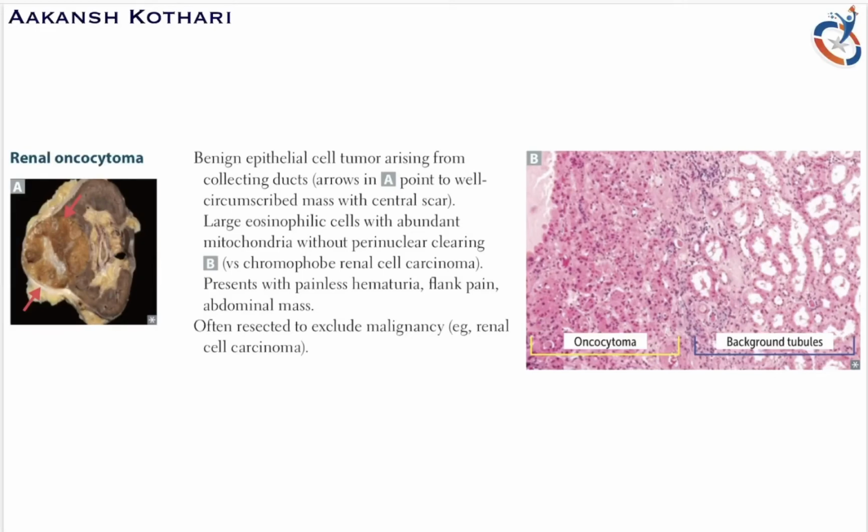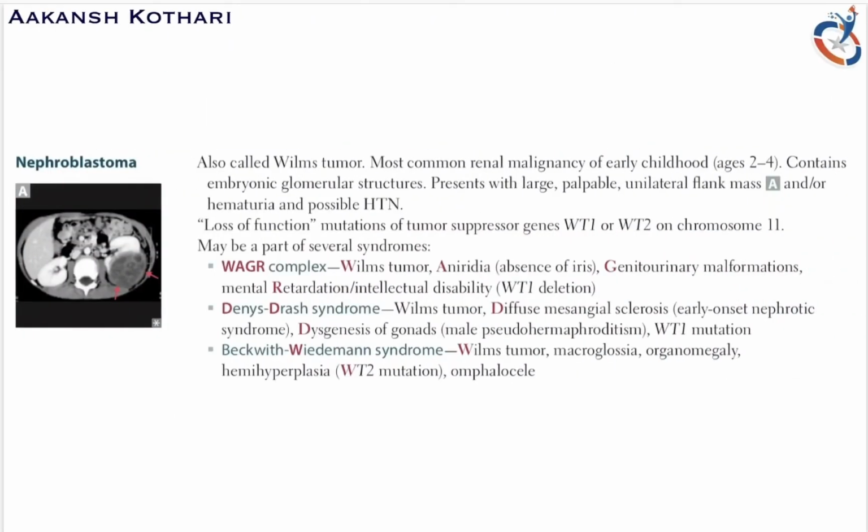Is it clear? Now, let us talk about nephroblastoma. Nephroblastoma is also called Wilms tumor and is the most common renal malignancy of early childhood. That means a child having renal cancer can most likely have nephroblastoma or Wilms tumor. Is it clear?